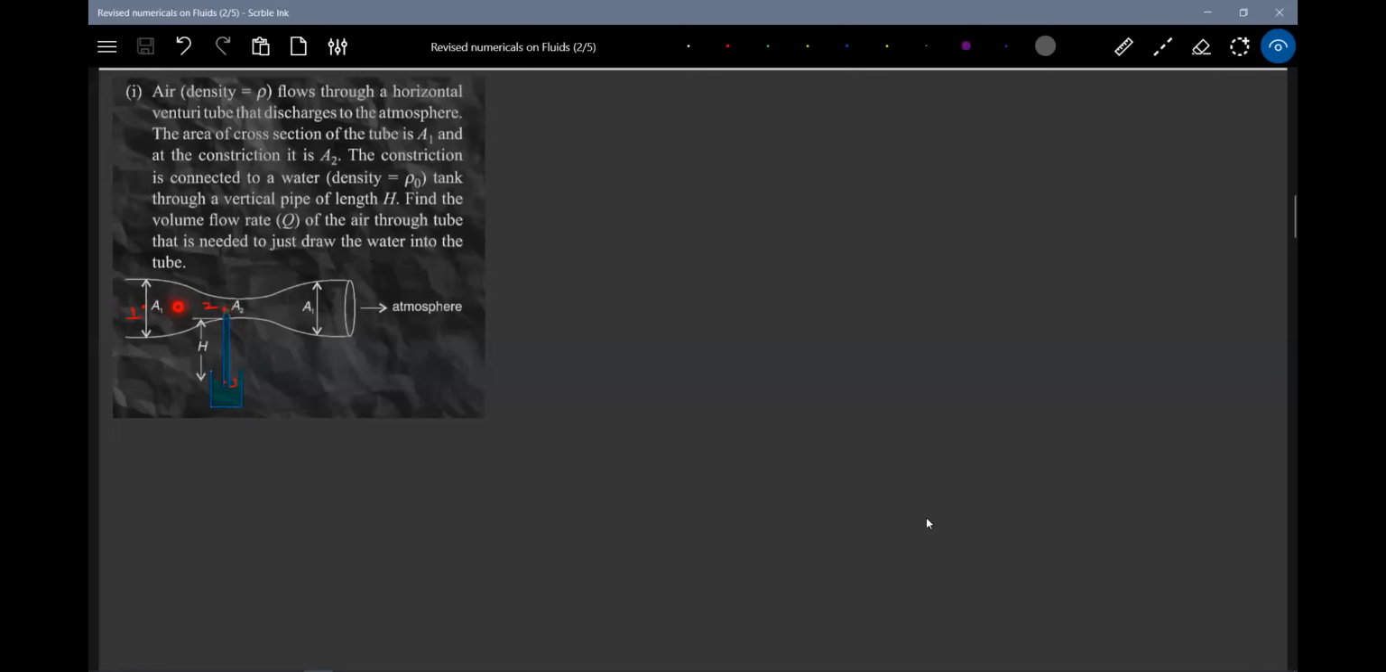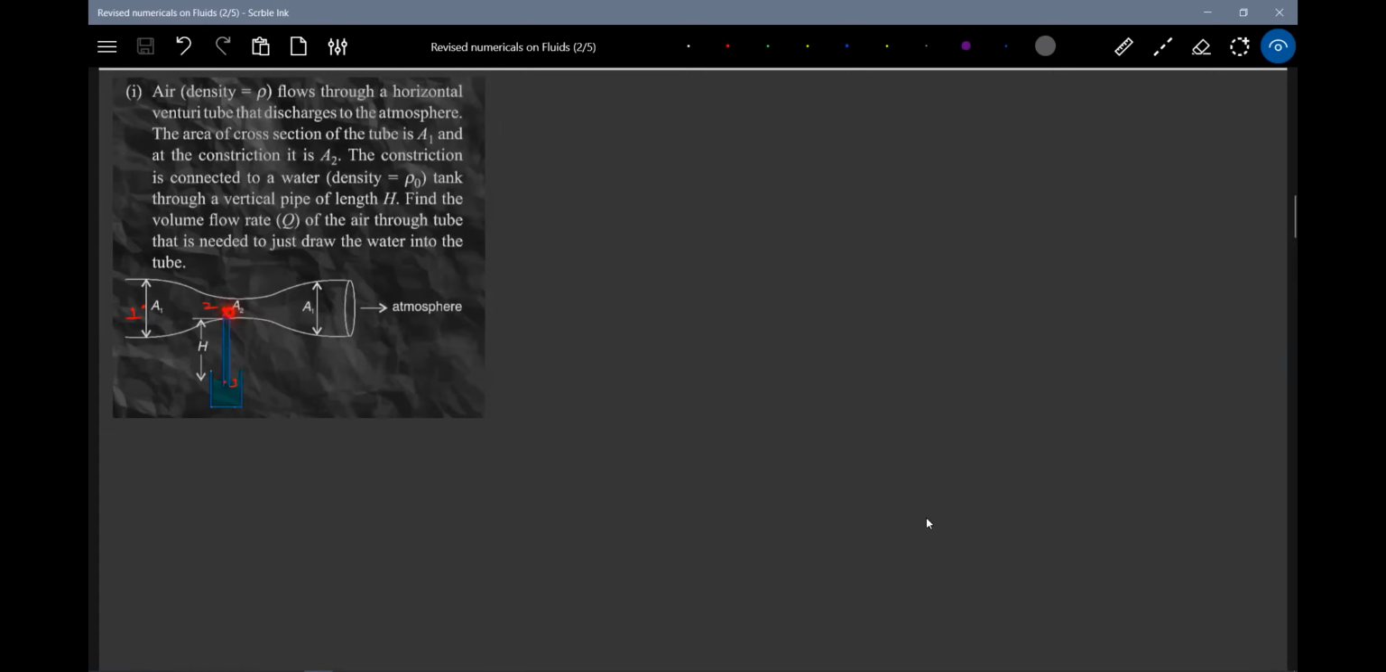Now, as I rush the air, by the time the air arrives here, its speed will increase, because at A1 it has a speed V1. Here the speed will increase, and the energy of the air remains constant. If the kinetic energy has increased, the pressure energy should decrease. So the pressure at this point will become less than P naught. Now the water starts rising up. I think this was the condition of the siphon, everything we discussed.